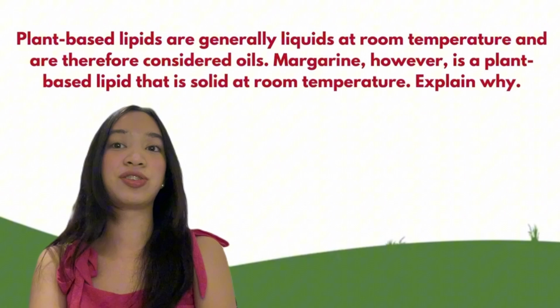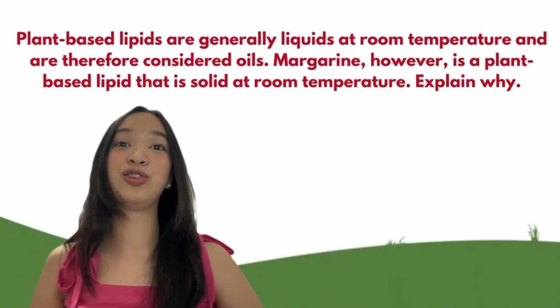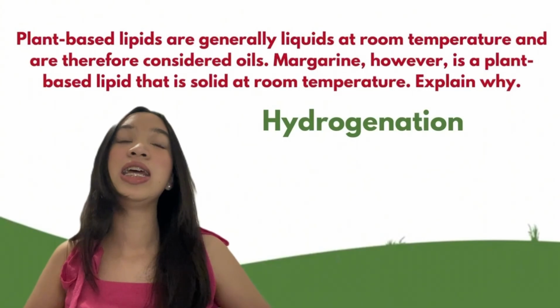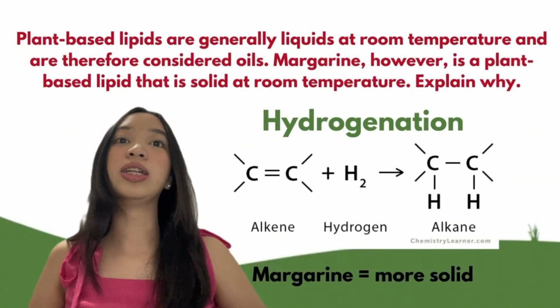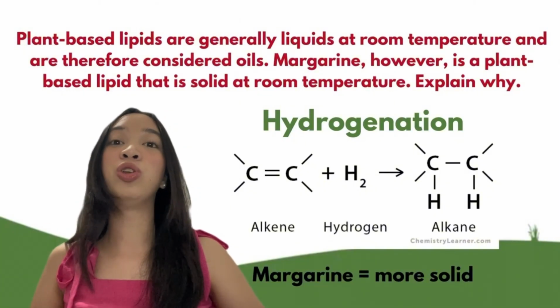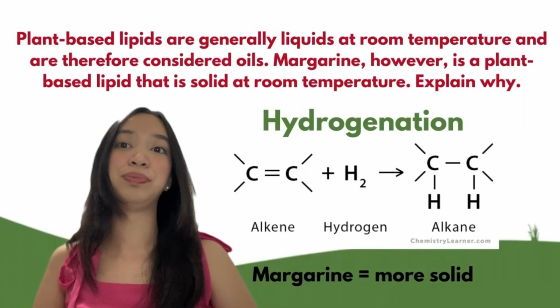Moving on to question 2. Margarine is solid at room temperature due to hydrogenation, a process that adds hydrogen atoms to unsaturated fatty acids in plant oils, breaking some double bonds. Then this increases the proportion of saturated fatty acids, which are more tightly packed, making the margarine more solid.